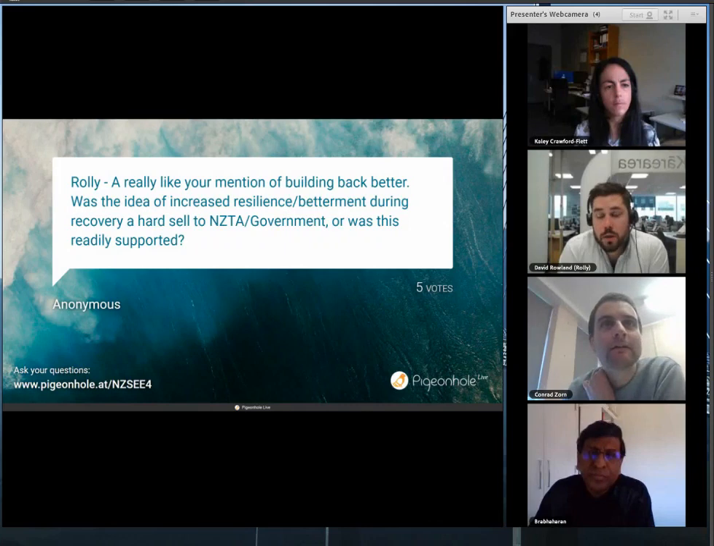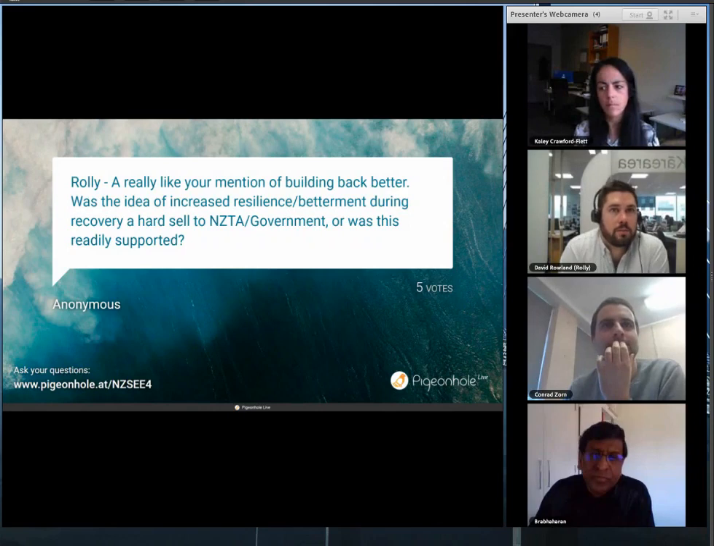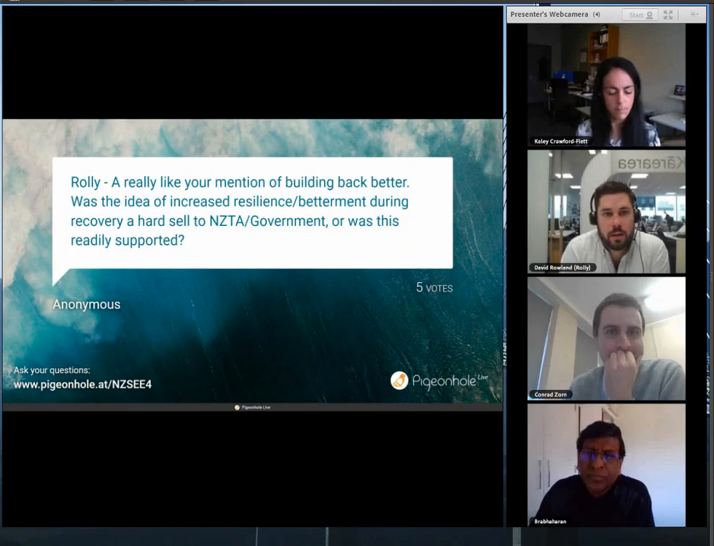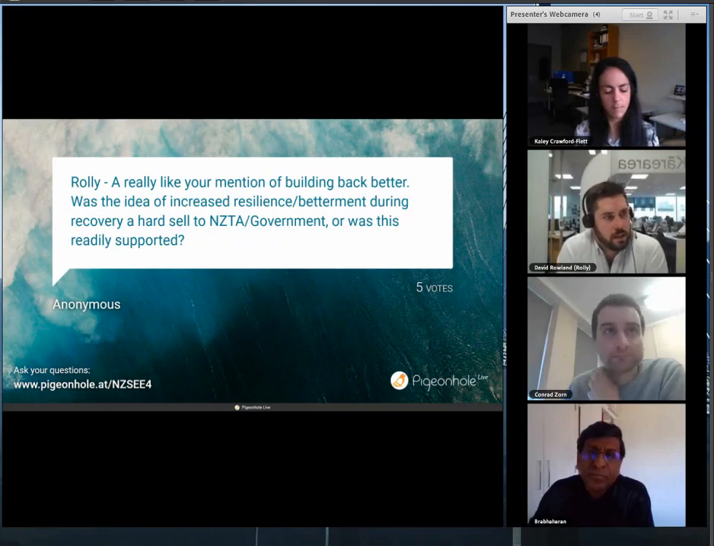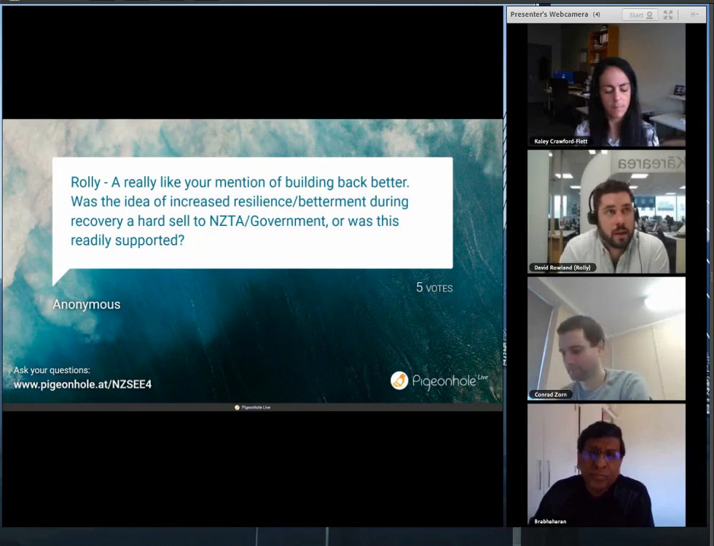So we had two owners at NCTIR, so it was Kiwi Rail and the agency, and they have different backgrounds, I suppose. And so for the agency in particular, they were fully supportive of increasing resilience, or betterment, if you want to use that word. But building back better was something that the agency, I believe it's probably 2016, have been readily pushing for after disasters as well. And the government, the statement actually requires a greater level of investment in resilience anyway. So that wasn't a hard sell.